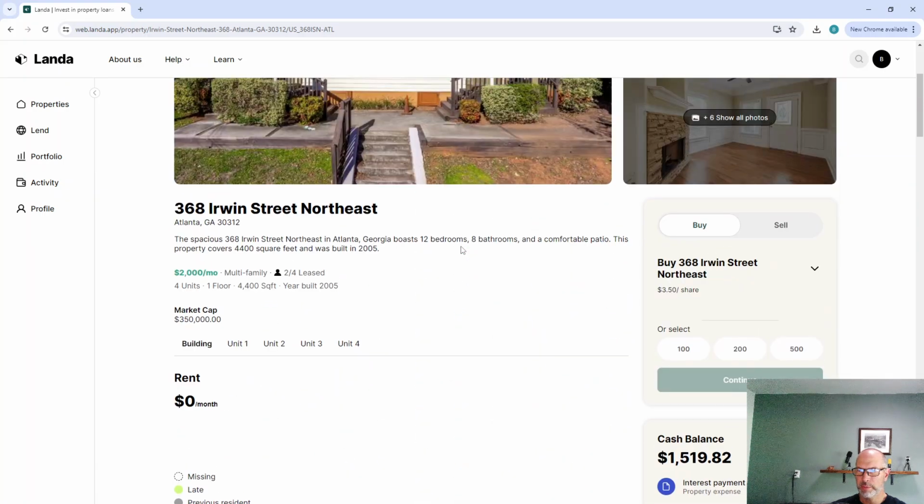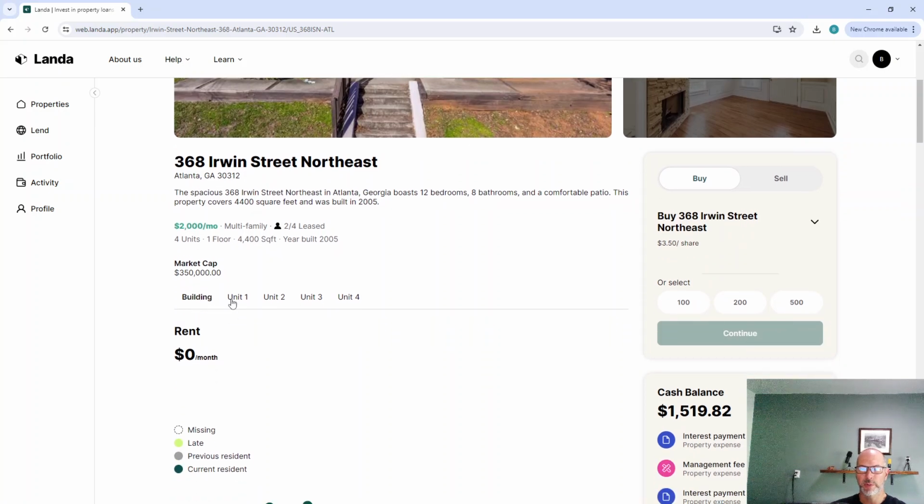So let's come back up here. We can look at what's happening. So again, this is where you have great information. It talks about the overall building rent. It talks about the unit rents. But here's a major problem. I've got information here that says this rents for $2,000 a month. 2 of the 4 units are leased. But my building's showing that I have $0 a month in rent.